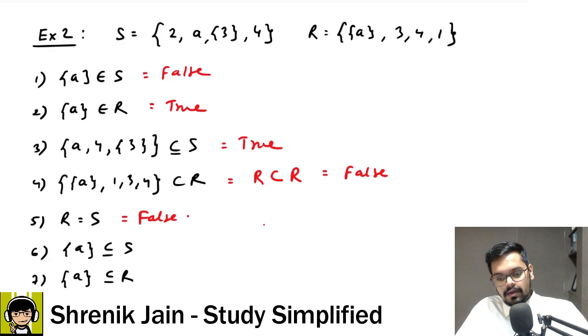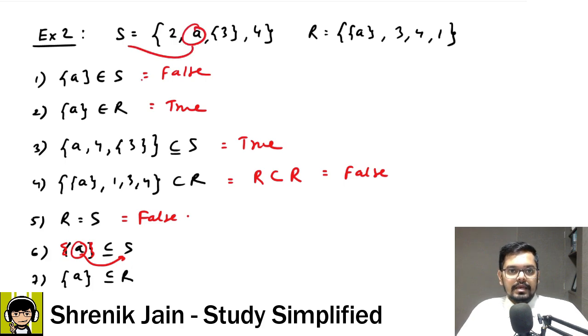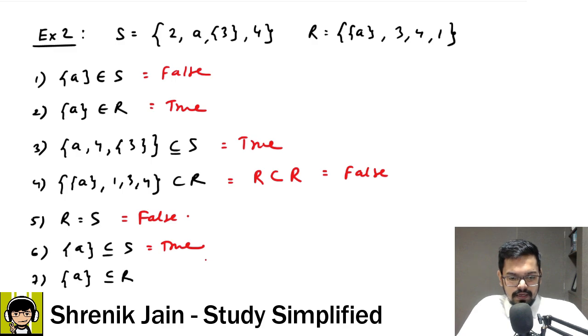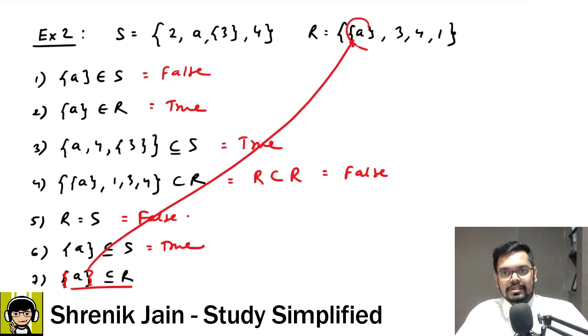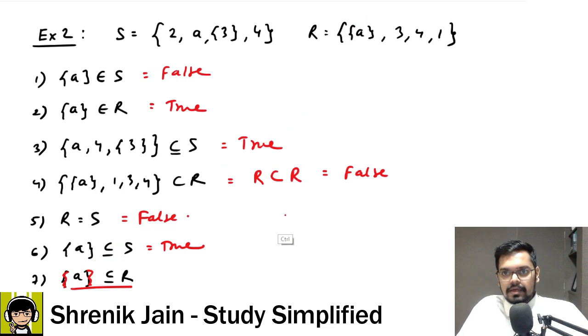Understanding? Now, coming to this thing that set A is a subset of S. Can we say, remove the curly bracket, element A belongs to S? Element A yes belongs to S, therefore this is true. Now it is very easy. I know you can solve it. What about this thing? Remove the curly bracket, element A belongs to R? No, set A belongs to R. Element A doesn't belong to R, set A belongs to R. So this is false. Understood?